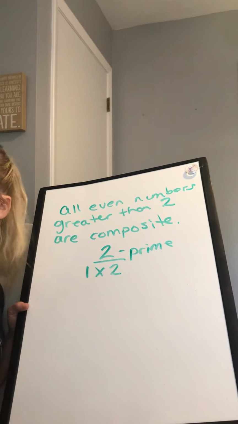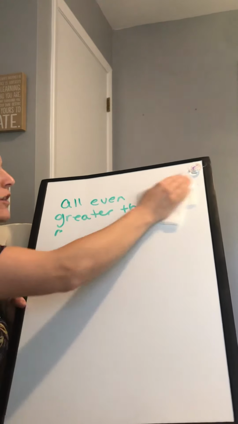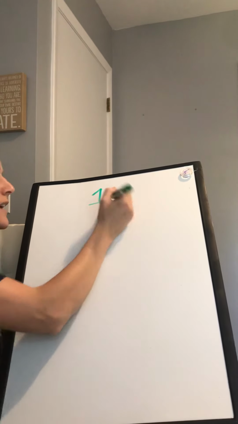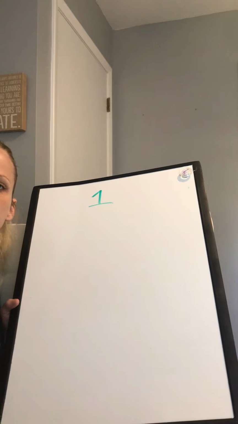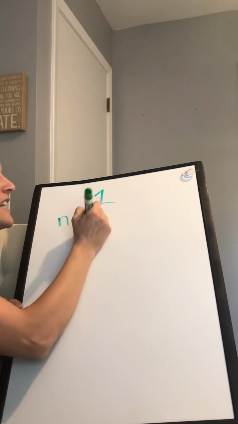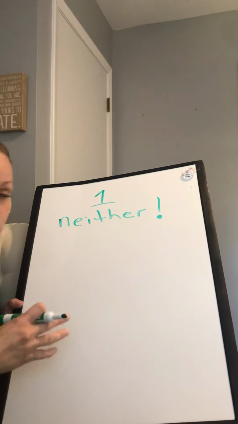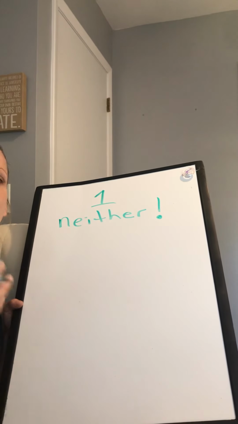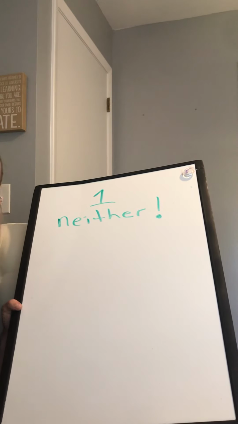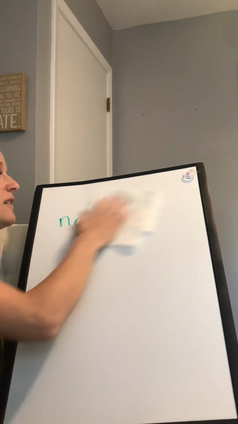Okay? Another thing that I wanted to go over with you is the number 1. Everyone gets confused about the number 1. Is that number prime or composite? It's actually neither. The number 1 is neither prime or composite because the number 1 only has one factor, okay? It is not prime, it is not composite, okay? That is how you find prime and composite numbers.